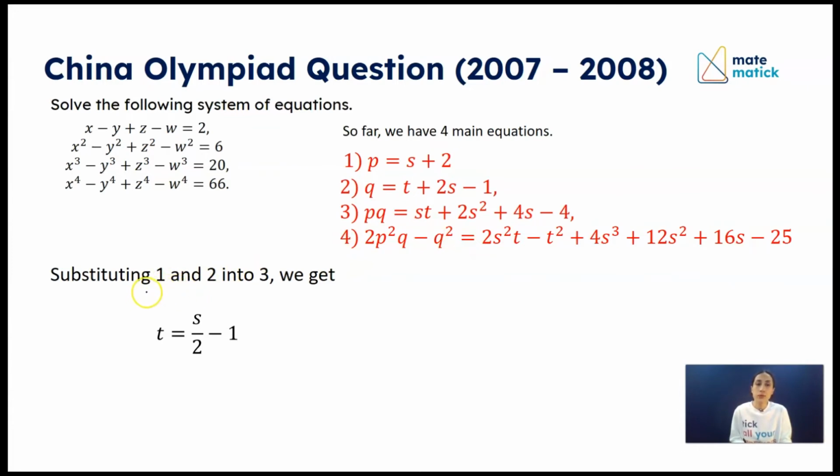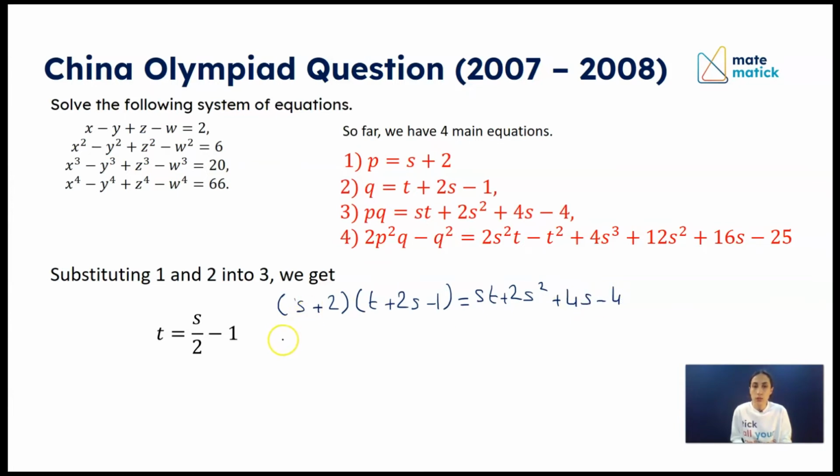Okay, so first we will start with substituting 1 and 2 into 3. Here we have p and q in terms of s and t, and here we have p times q. So what I'm going to do is multiply these two together. In the third equation, instead of p, I'm going to write s plus 2, and instead of q, I'm going to write t plus 2s minus 1. And this is equal to st plus 2s squared plus 4s minus 4.